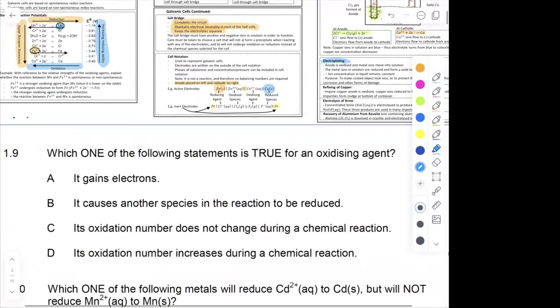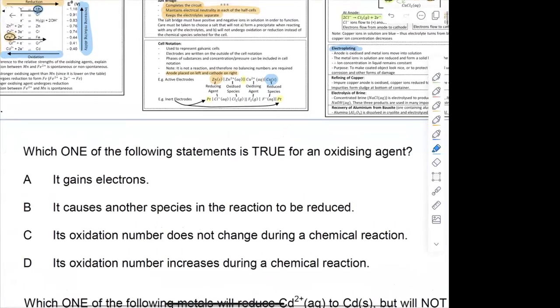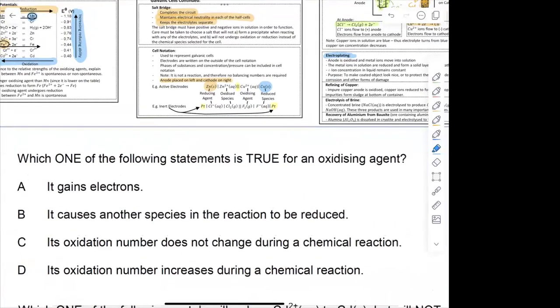1.9. So 1.9 says, which of the following statements is true for an oxidizing agent? A, it gains electrons. B, it causes other species in the reaction to be reduced. C, its oxidation number does not change during a chemical reaction. D, its oxidation number increases during a chemical reaction.